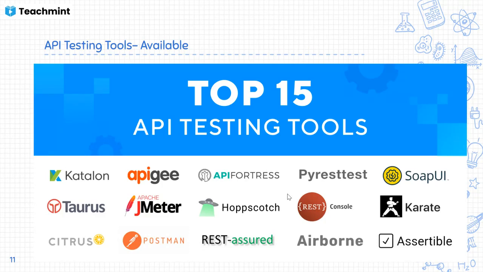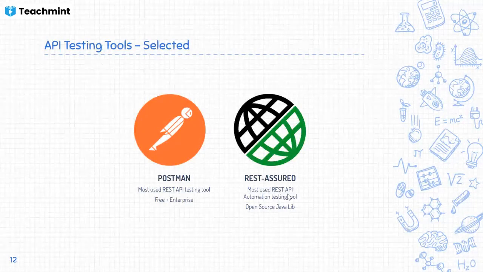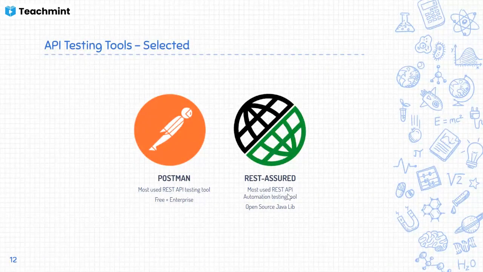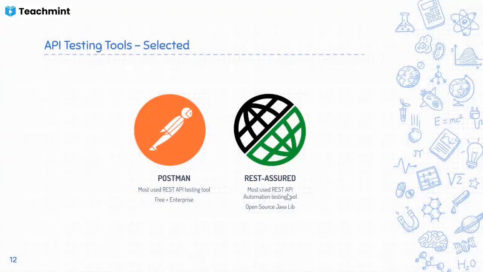Among these tools, what I have personally chosen is Postman and Rest Assured. If you know these two tools, you can learn any of these tools. It doesn't matter whichever tool your project is using, they follow the same architecture as these two tools.